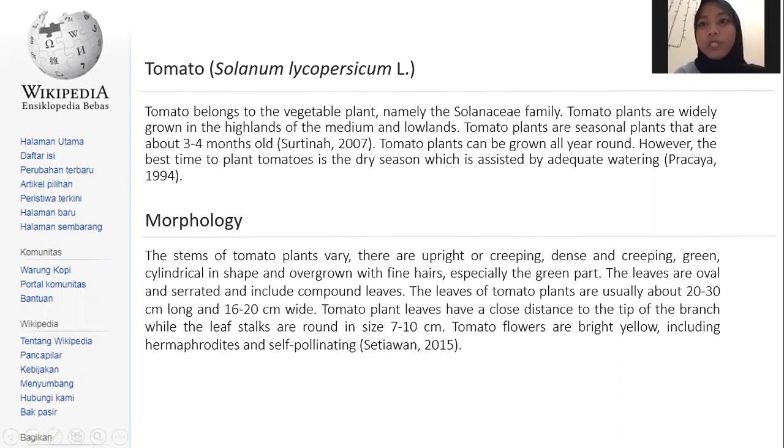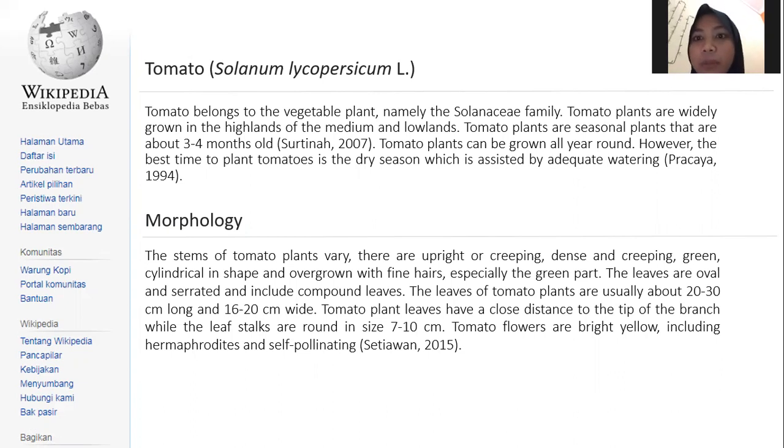Next, tomato. Solanum lycopersicum L. Tomato belongs to the vegetable plants, namely the Solanaceae family. Tomato plants are widely grown in the highland, medium land and lowland. Tomato plants are harvested at about 3 until 4 months old. Tomato plants can be grown all year round. However, the best time to plant tomato is the dry season, which is assisted by adequate morphology.